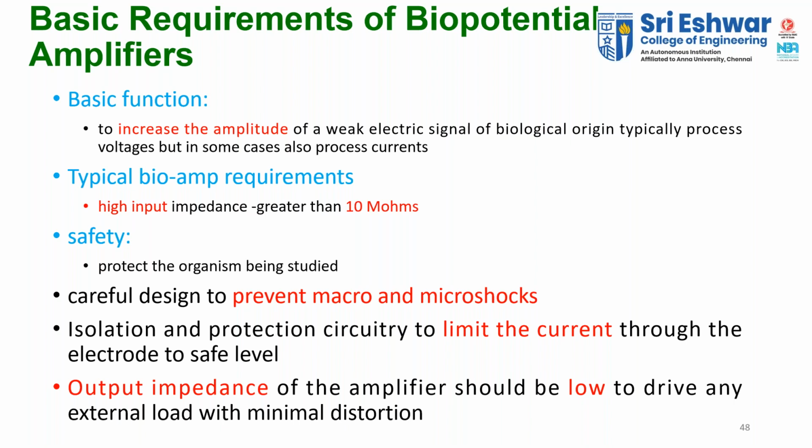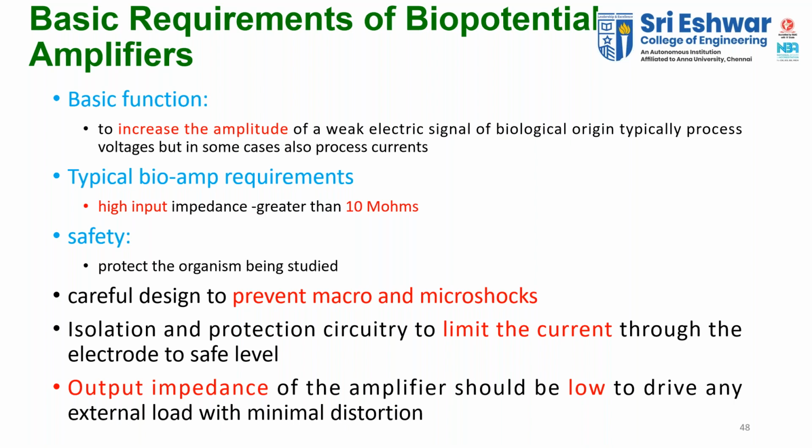So these are the basic requirements of biopotential amplifiers. What are the necessary requirements for biopotential amplifiers? It is used to increase the amplitude of weak electric signals of biological origin, typically processing voltages, but in some cases also processing currents. A typical bioamplifier requirement is impedance: it should have high input impedance, greater than 10 megaohms.